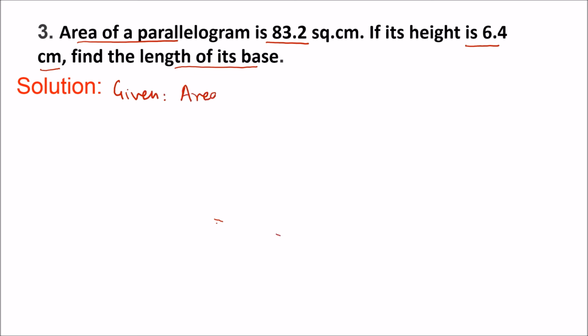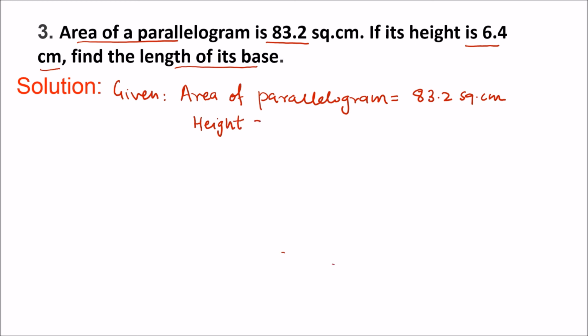Area of a parallelogram. What is the area of the parallelogram given in this? You can see that it is given 83.2 square centimeter. And what is given? Height. Height equals 6.4 centimeter. And what we have to find out? To find the length of the base of a parallelogram.